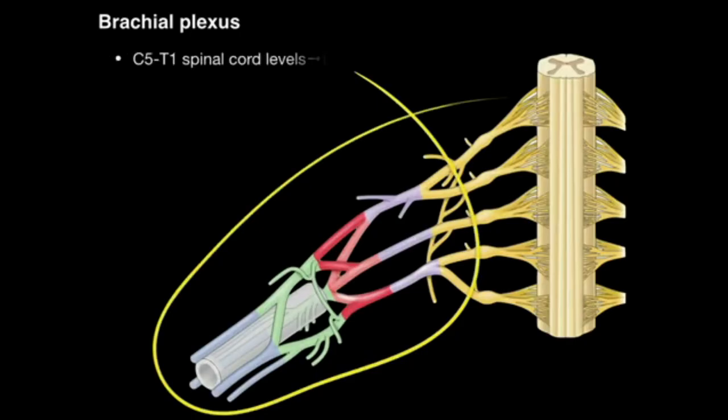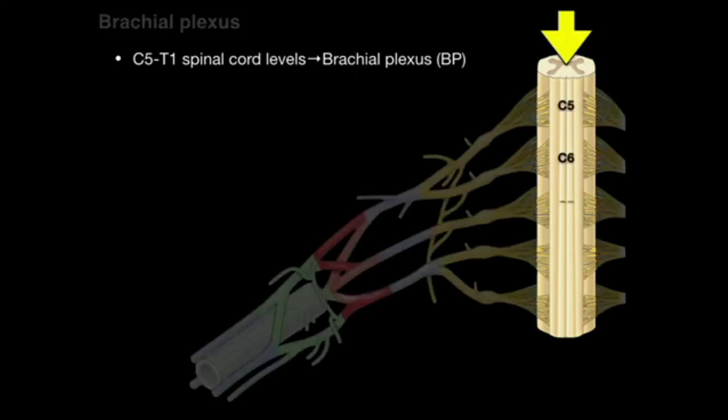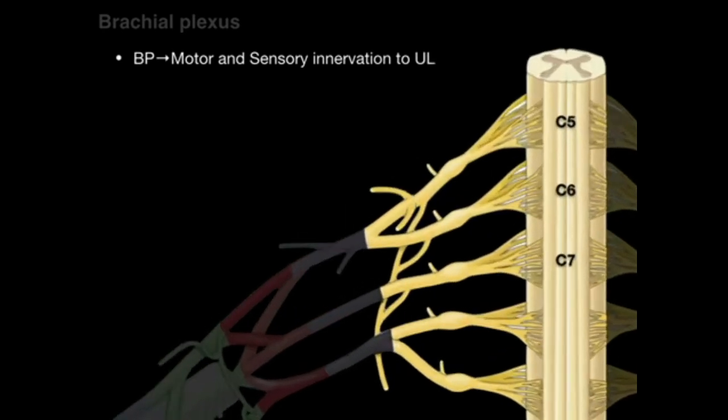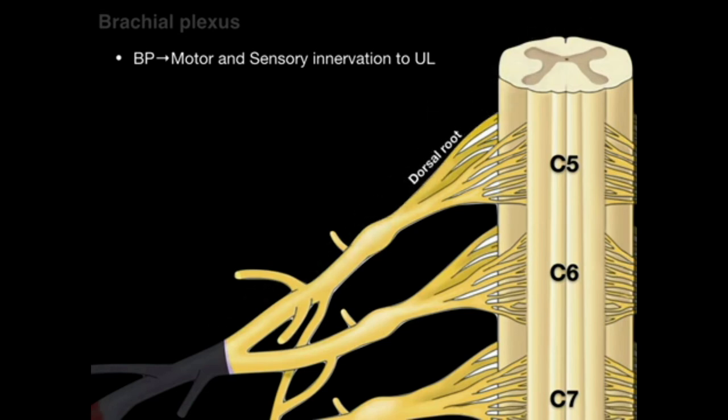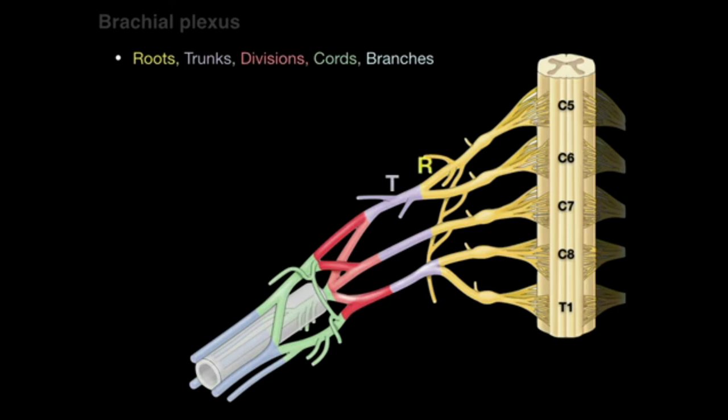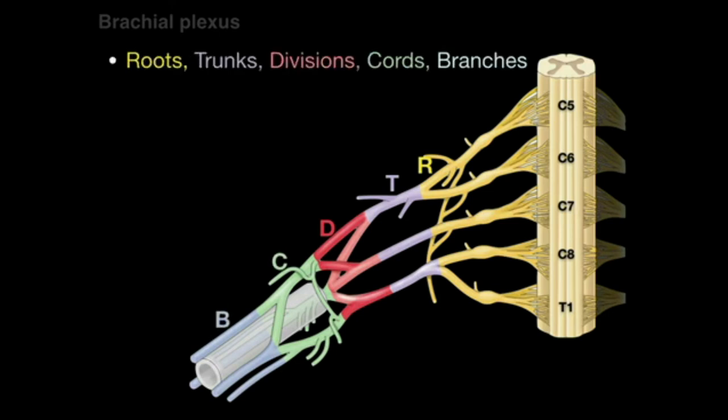The brachial plexus is the plexus which starts from C5 up to T1 of the spinal cord level. This C5, C6, C7, C8, and T1 has sensory innervation and motor innervation for the upper limb. There are dorsal roots and ventral roots. Those dorsal and ventral roots give the roots of the brachial plexus. There are the trunk, division, cord, and branches of the brachial plexus. So root, trunk, division, cord, and branch are the components of the brachial plexus.